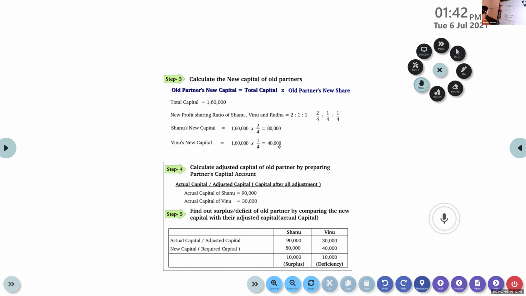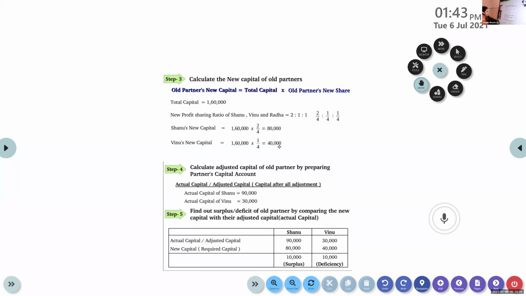First, we found out the total capital using the capital contribution of the new partner: new partner's capital into reciprocal of his share. That gave you the total capital. Then we calculated the new profit sharing ratio. Using that, upon this total capital, we found out the new capital of the old partners. Now, calculate the adjusted capital of the old partners by preparing the partners' capital account.